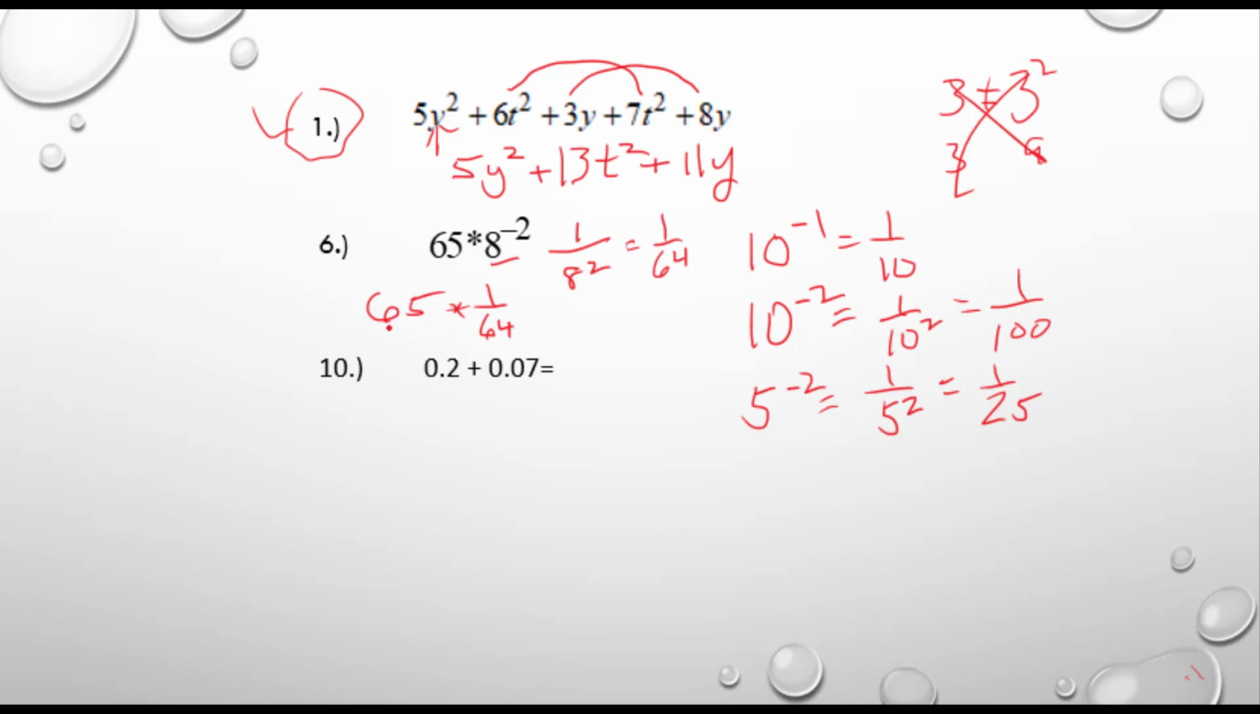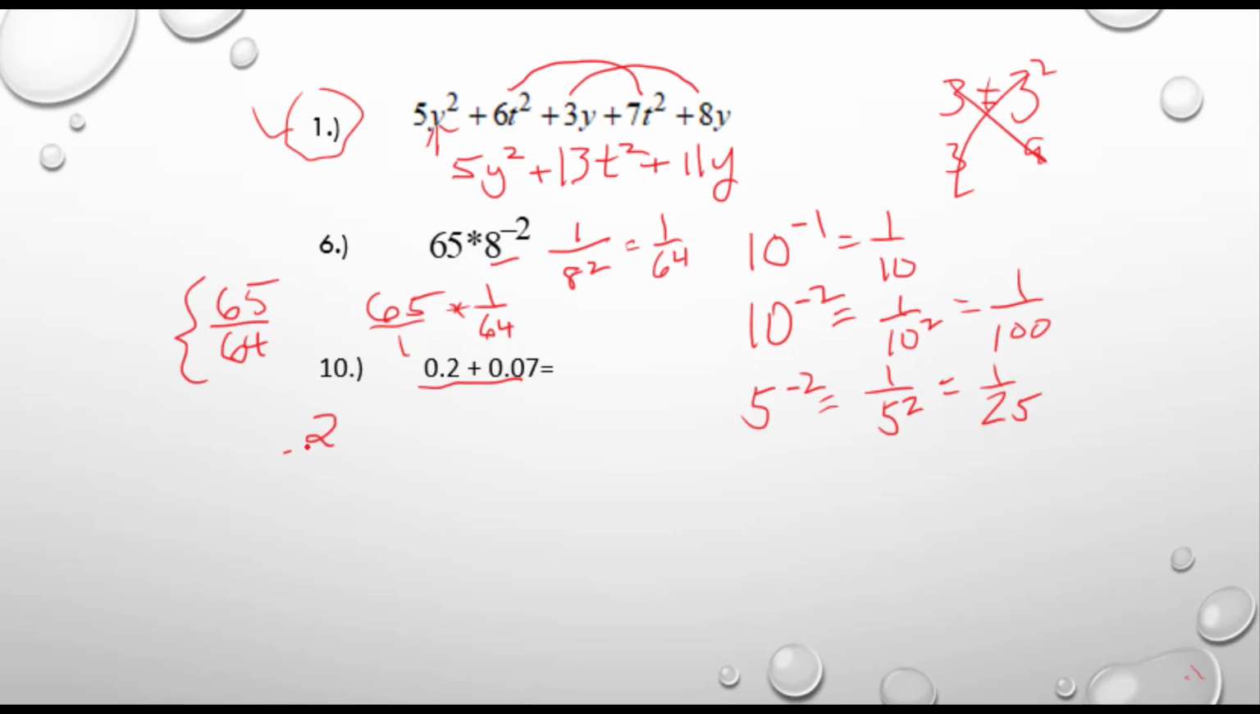Now, how do you multiply fractions? Straight across. So this is going to be 65 times 1, which is 65, and 1 times 64 is 64. And I'm sure you can make that into a mixed number. Now I'm going to add these and express it as a fraction, right?